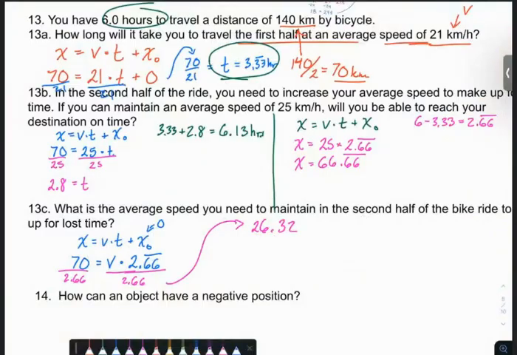kilometers per hour. All right, if you've got questions about 12 or 13, let me know.